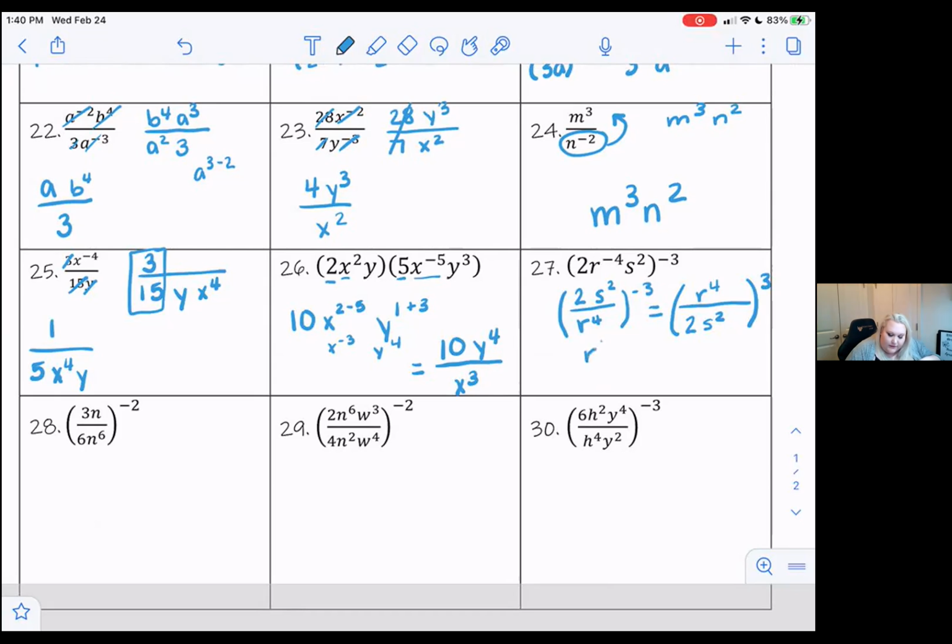So I get r to the fourth times 3 over 2 to the fourth, or excuse me, 2 to the third, and s to the second times 3. So when I simplify, I get r to the 12th over 2 to the third times s to the 6th.